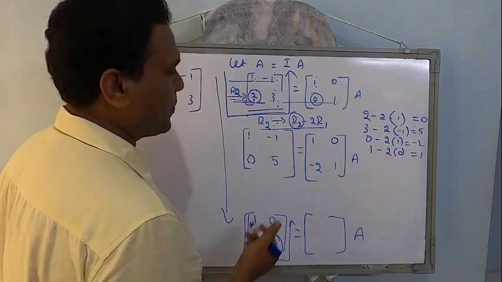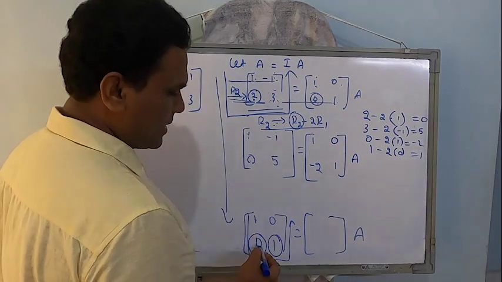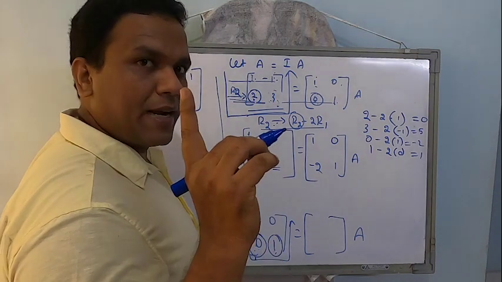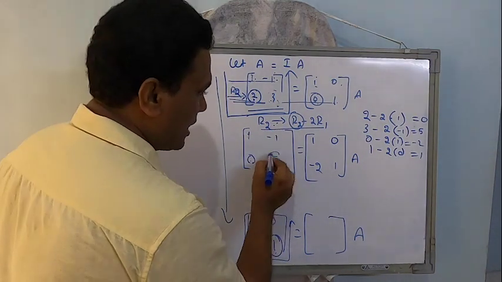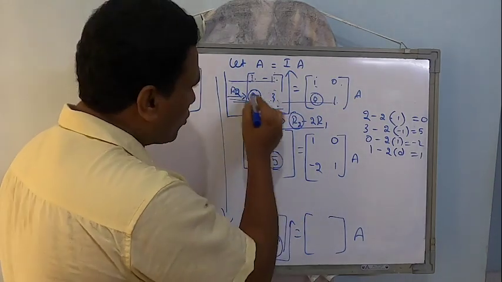Clear? Right. Okay, now come back here. My next step, after making these two elements 1 and 0, which is the same as this, is to concentrate on this one. That means this element should be made 1. What is the element I have here? 5. Whenever you are performing some operation, you round off those elements.